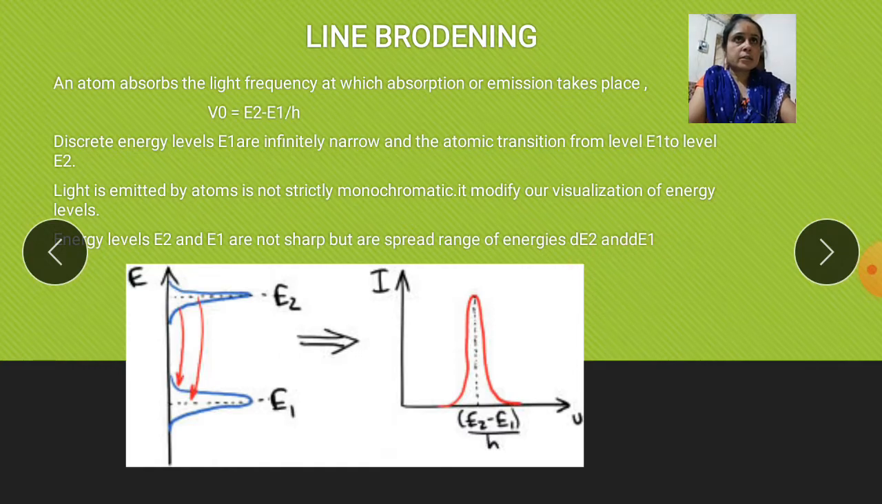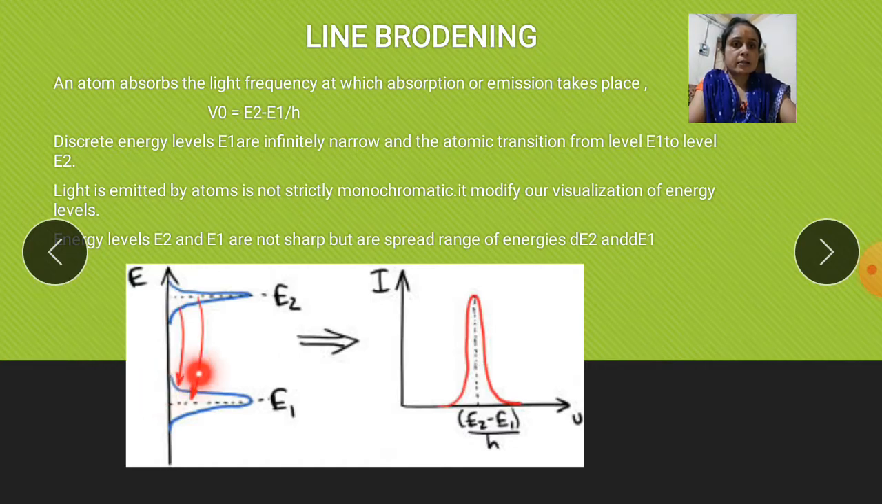In this mechanism, the light emitted by atoms takes the form of waveforms with exponentially damped amplitudes. The intensity of light can be plotted against the frequency, which gives the curve shown in the figure.